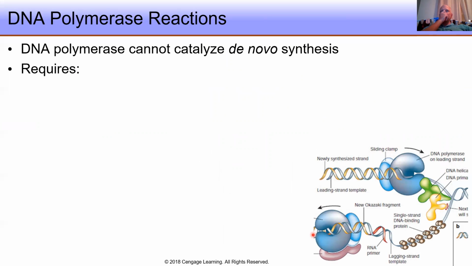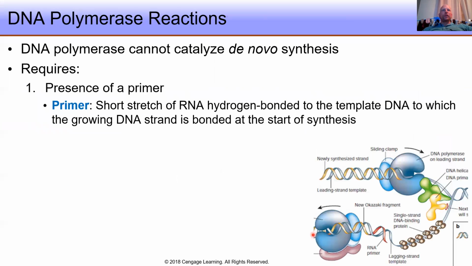DNA polymerase, of course, cannot produce DNA from nothing. We need certain ingredients for this process to occur. As we mentioned earlier, you've got to have an RNA primer, a short sequence of RNA. It binds to the template DNA, and then we make the new strand from that at the beginning.